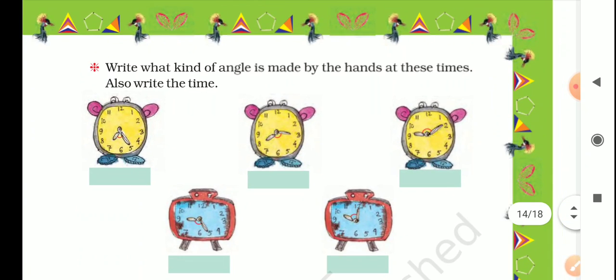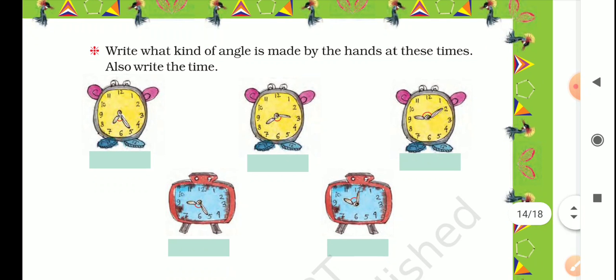Now next exercise. Write what kind of angle is made by the hands at this time. Also write the time. First you have to identify what kind of angle is given. Some clocks are given to you with particular timings. In the first one, the short hand is on 7 and the long hand is on 5. You have to find the kind of angle, meaning the type of angle which we have discussed: whether it is an acute angle, an obtuse angle, a straight angle or a right angle, and also write the time.